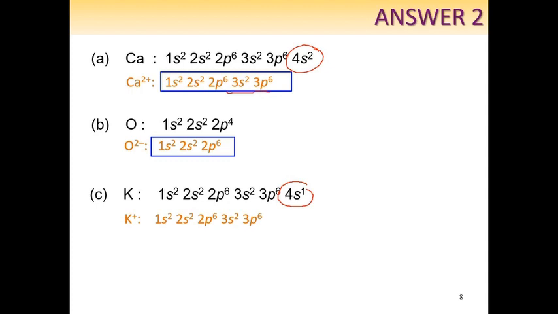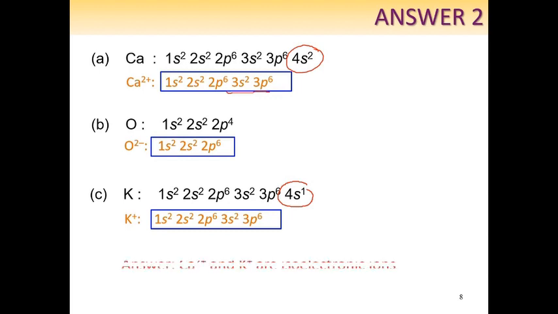So if you look at the ions here and compare these 3 ions, calcium 2 plus and potassium plus 1 have the same electronic configuration and the same number of electrons. So the answer is calcium 2 plus and potassium plus are isoelectronic species.